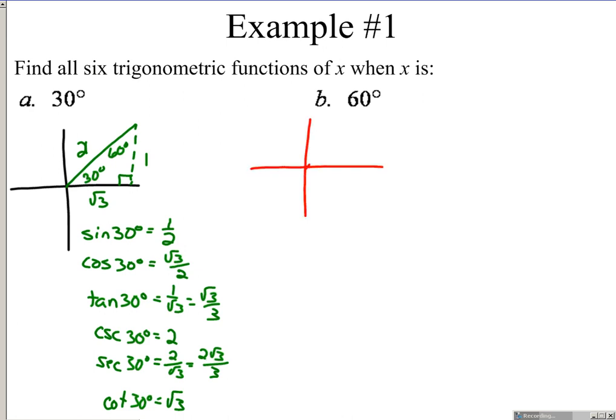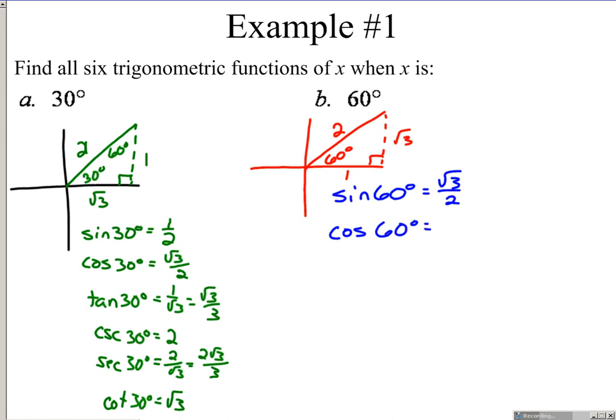60 degrees, still in quadrant 1. But now this angle here is 60 degrees, so I have root 3, 1, and 2. And now we're going to do exactly the same thing that we just did. Find all 6 functions. Sine, root 3 over 2. Cosine, 1/2. Tangent, root 3.